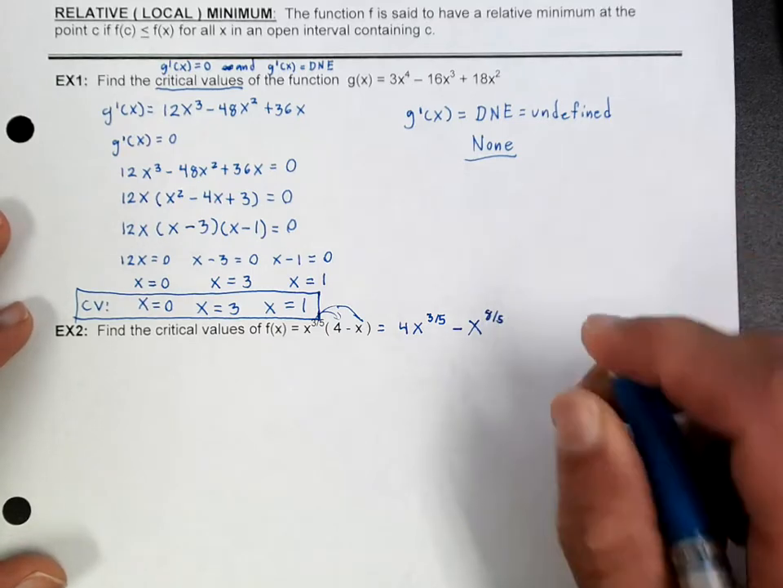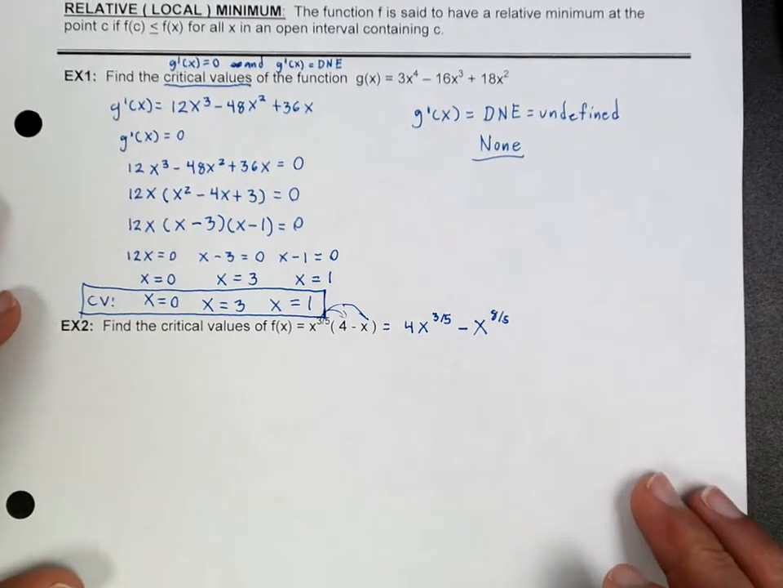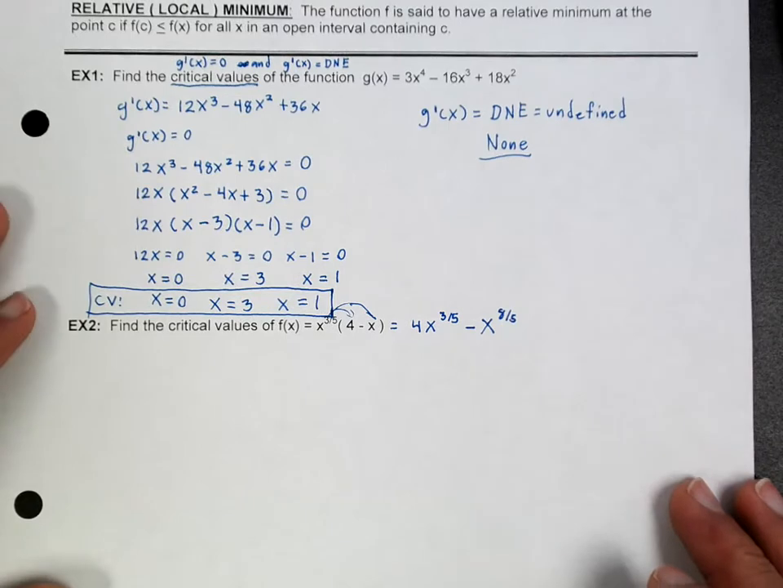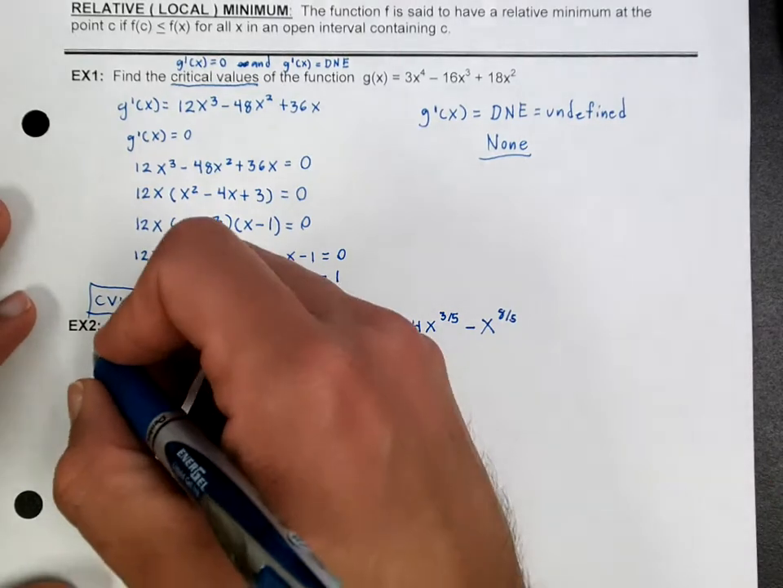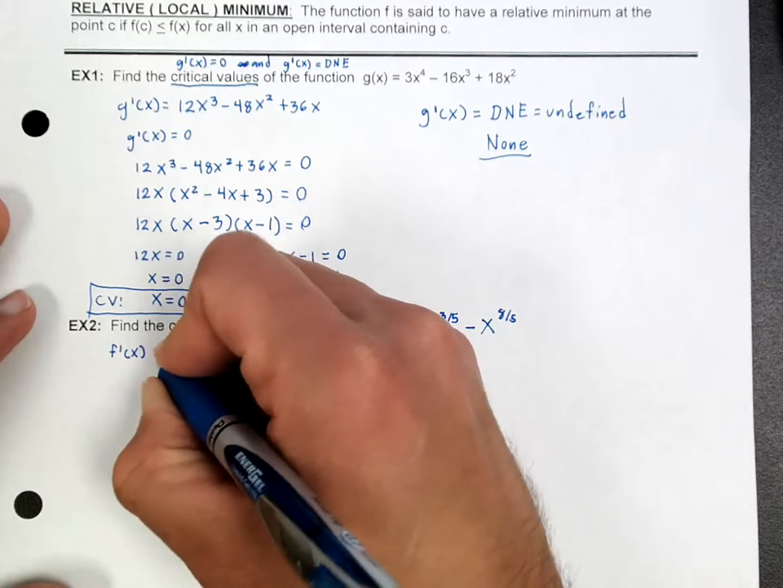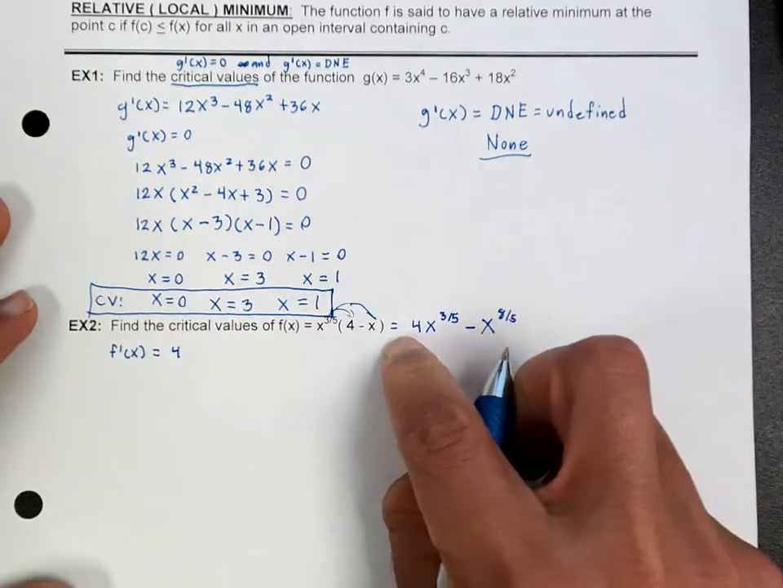Now again, if you'd rather do the product rule, by all means do it. Alright, it'll give you the same answer. Maybe it might be even easier. I don't know. So at this point, now I'm going to take the derivative, and I'm going to set it equal to 0.